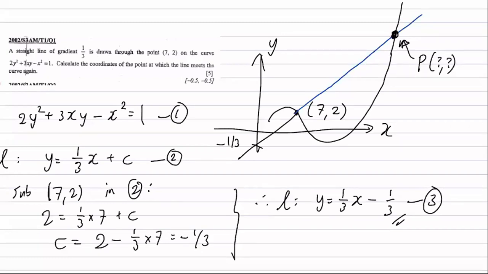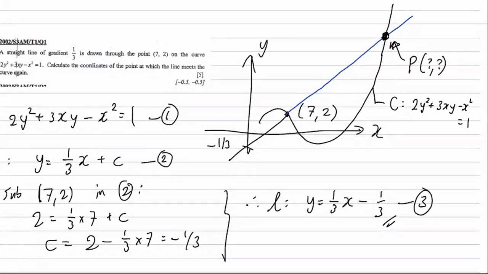That's not how the curve, let's just call it C, 2y squared plus 3xy minus x squared equals 1, actually looks like. You can go and Google for how the graph looks like, but that's not important. Our goal now is to find the coordinates of P.